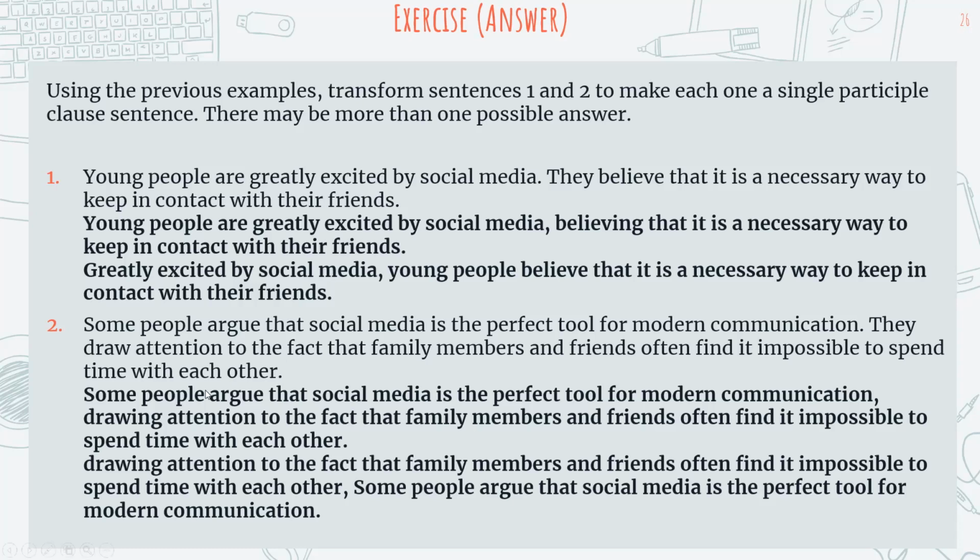The second one: some people argue that social media is the perfect tool for modern communication, comma, drawing attention. Okay, I removed "they draw attention" and I removed "they." I removed the subject of the second sentence and used the present participle, because it's an active verb here in the second sentence. And of course, I have to use the comma because I'm connecting two sentences, actually two clauses, to make one sentence. If I use the full stop here, then I'm actually building two sentences. If you replace the comma with the full stop and say "drawing," then you are making a mistake. It would be a grammatical mistake.